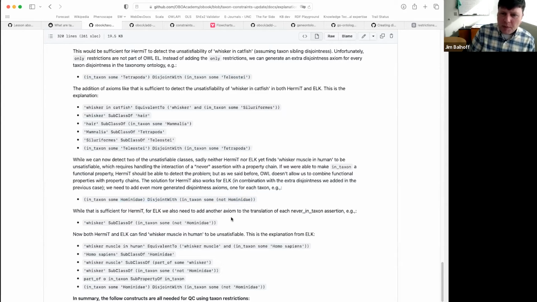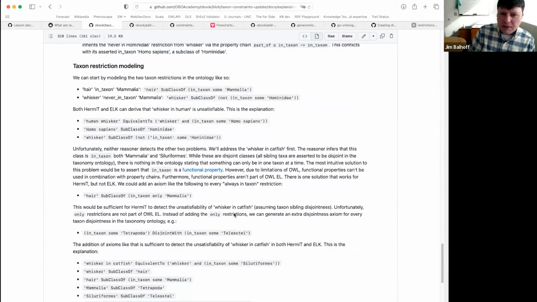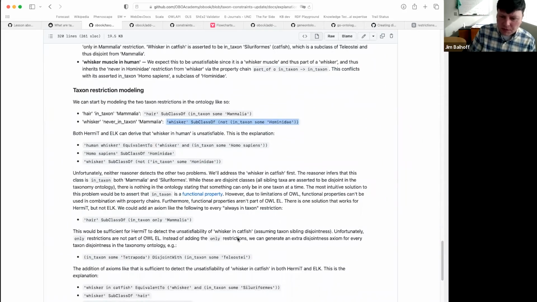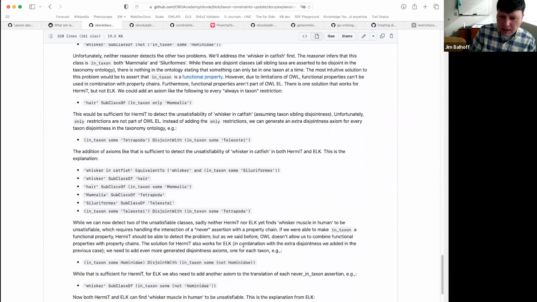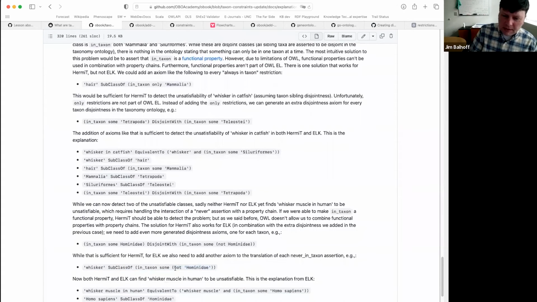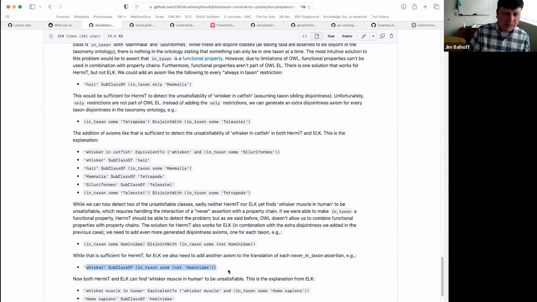So up above, we translated our never in taxon into this: whisker not in taxon hominid. But we need to add to that every time we translate one of those. We need to add whisker in taxon some not hominid. And so this has to be added to your never in taxon expansions. And so now with that, both HermiT and ELK find whisker muscle in human unsatisfiable.